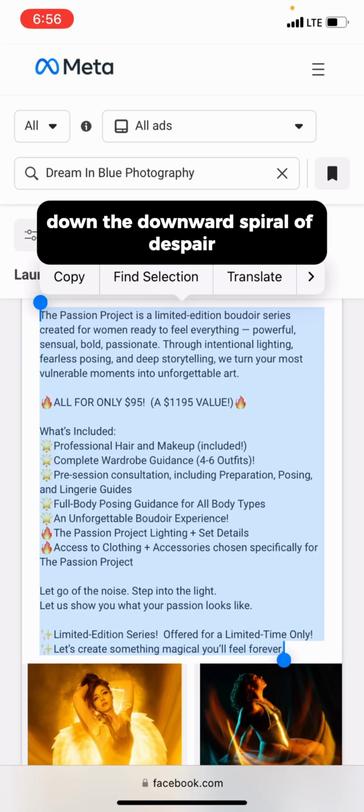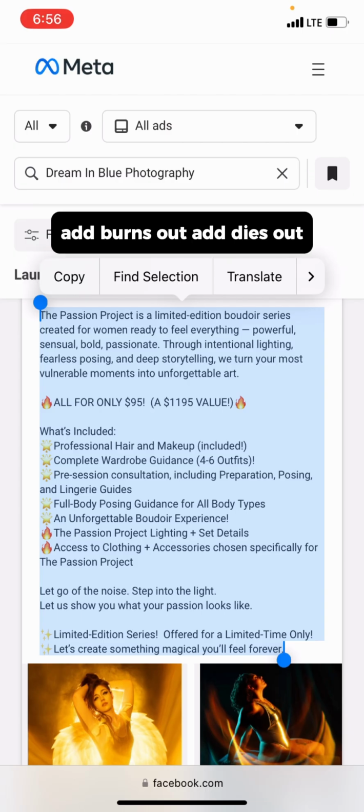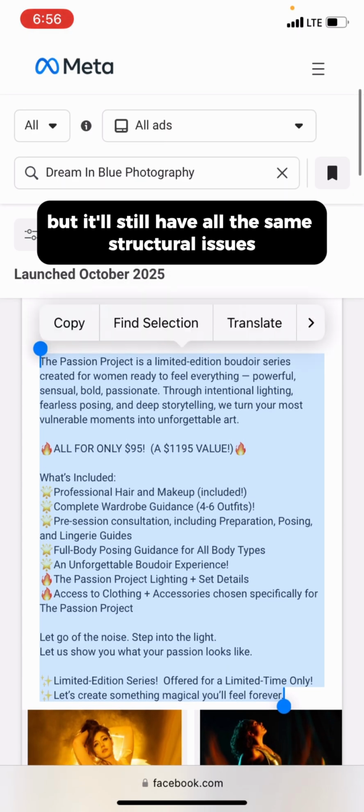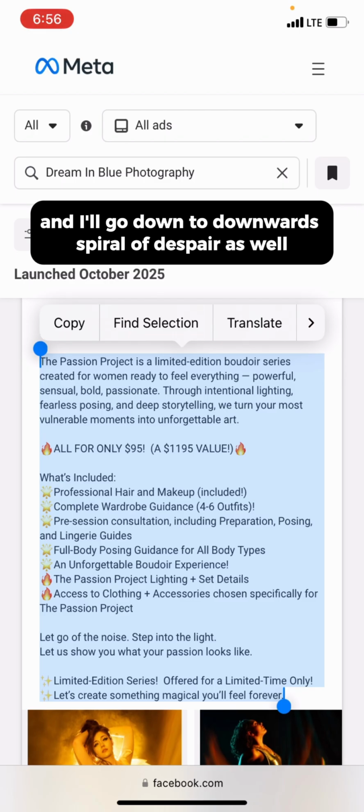Down the downward spiral of despair. Ad burns out, ad dies out, refresh creative. But it'll still have all the same structural issues and it'll go down the downward spiral of despair as well.